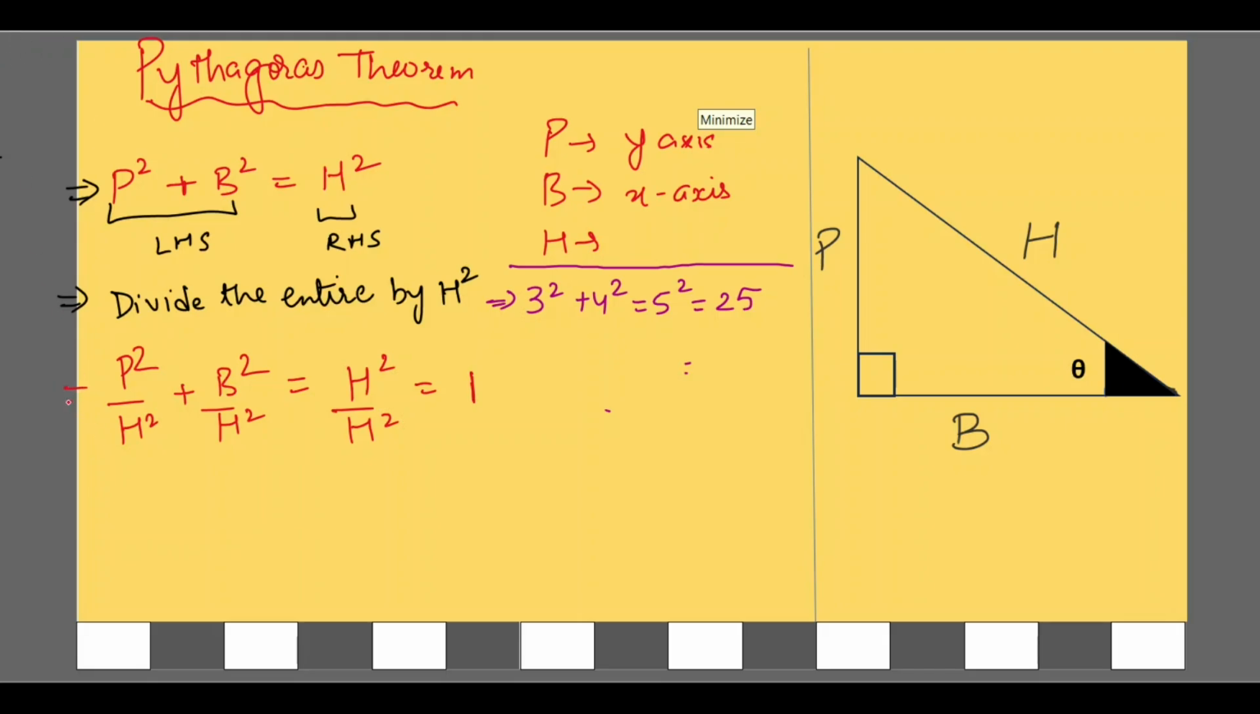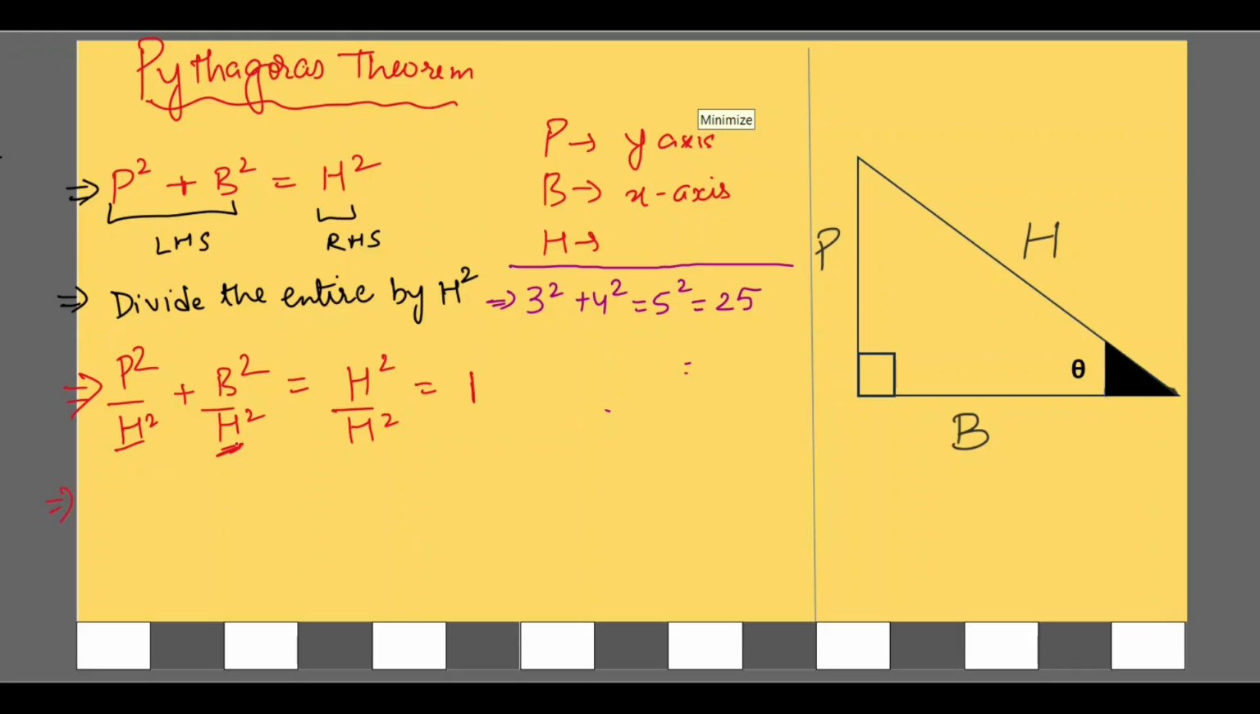Now the great thing about this equation is that the sum of two positive numbers, p square by h square and b square upon h square, is 1. What it means is, first of all, why are these numbers positive? Because they are squares. And second, since the sum of the two numbers is 1 and these numbers are positive, this is only possible when these two numbers lie between 0 and 1. For now, let's forget it.